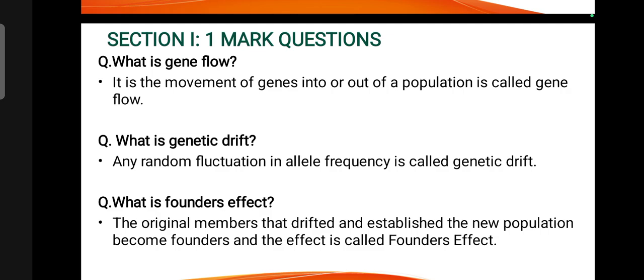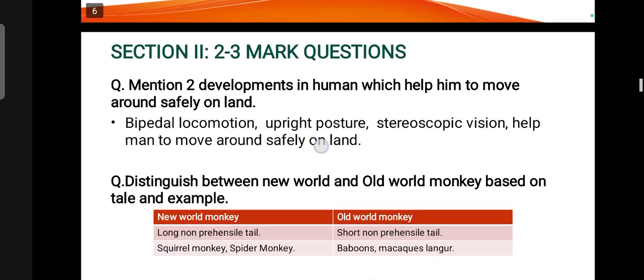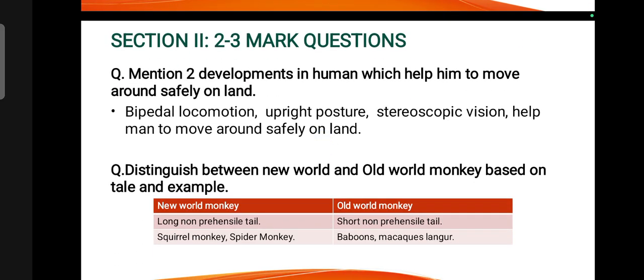In 2-3 marks questions: mention 2 developments in human which help him to move around safely on land. So in this you can write any 2 points, like bipedal locomotion, upright posture, stereoscopic vision, which help man to move around safely on land.